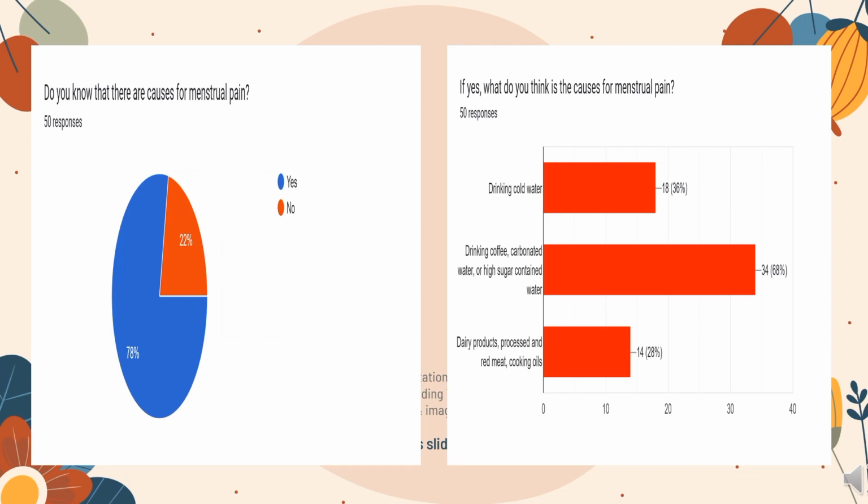From the data obtained, 42% of the respondents still did not know that there are some causes that lead to menstrual pain. 18 respondents said that drinking cold water is the cause, while 34 and 14 said drinking coffee, carbonated water, high sugar content and dairy product, and also processed milk.